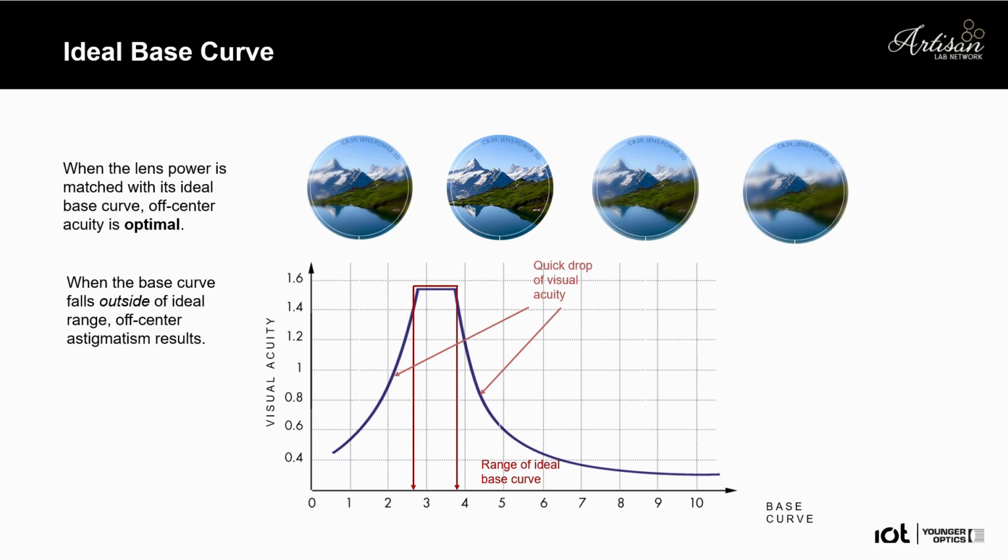And looking at the lenses in these top bubble examples, you can see that there's a big difference in the quality of the visual acuity from going off the best base curve.